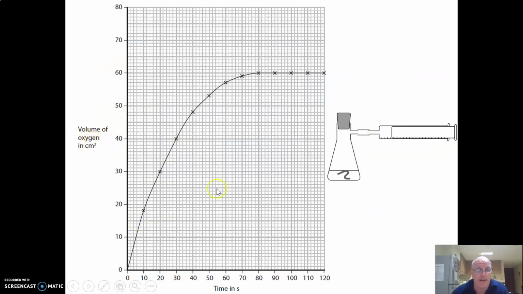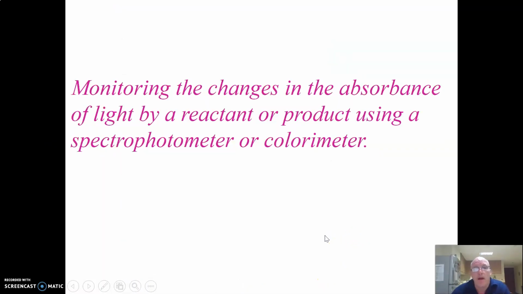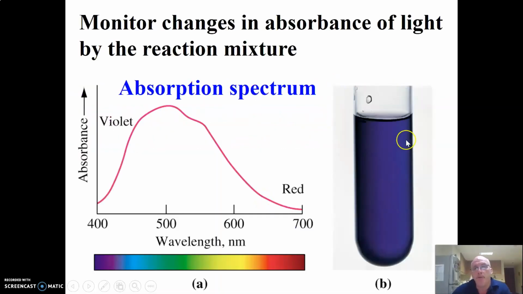Here we are, oxygen gas in this case, all right? Now this one you haven't seen before: looking at the absorbance of light by a reactant or product using a spectrophotometer or a colorimeter, not a calorimeter, a colorimeter. Okay? Now look at this blue substance here.